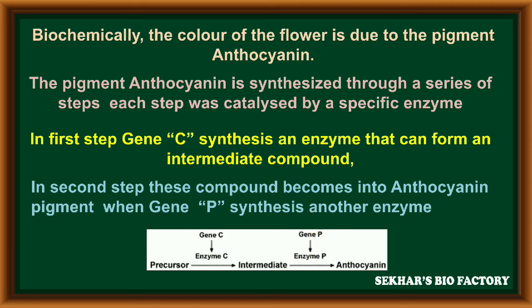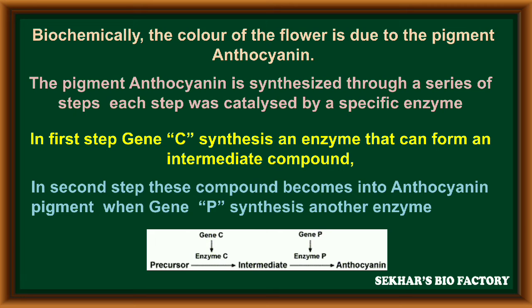This enzyme P is necessary to convert the intermediate compound to anthocyanin. That means both enzyme C and enzyme P are required for the conversion of the precursor or raw material of pigment into anthocyanin. If either gene, gene C or gene P, is in the homozygous recessive condition, the suitable enzyme is not produced, and even though the other enzyme is in the dominant condition, it never synthesizes anthocyanin pigment.